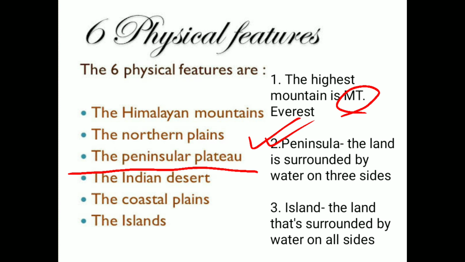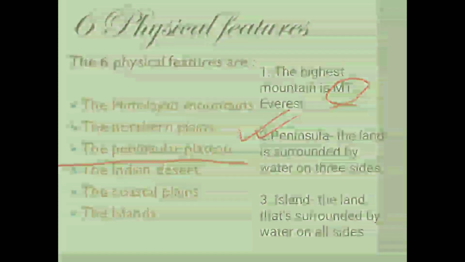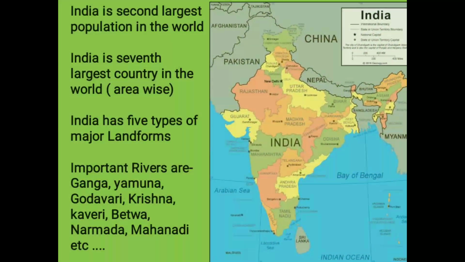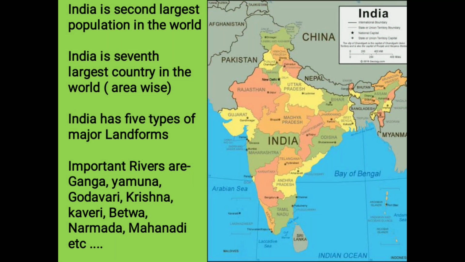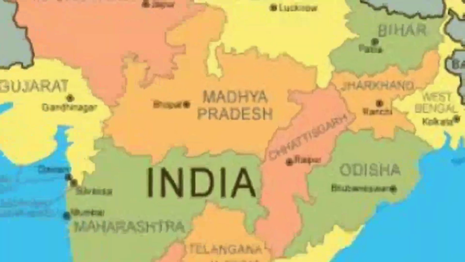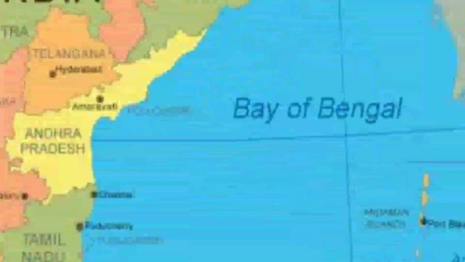Now we need to know what an island is. An island is a land that is surrounded by water on all sides. Now we need to know about these islands. If you see this map very clearly, if we zoom out this map, yes, we are zooming out this map.